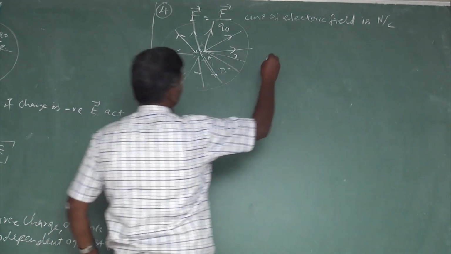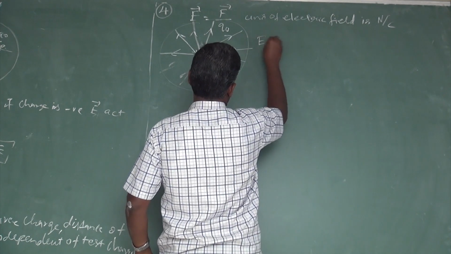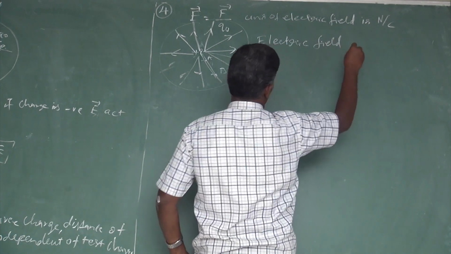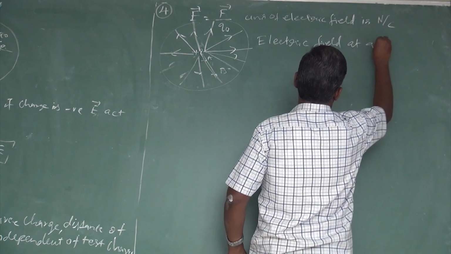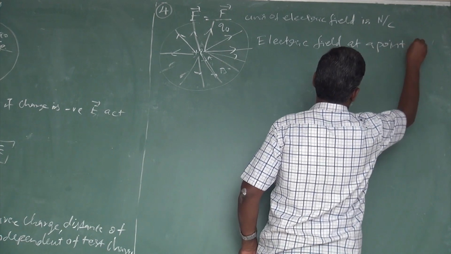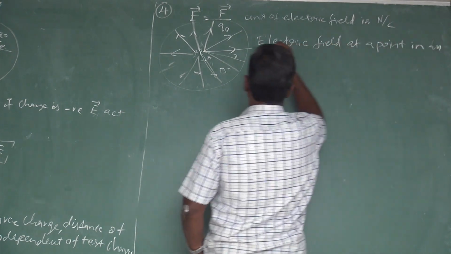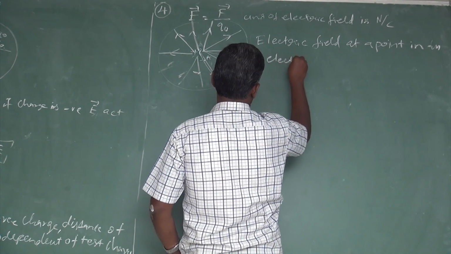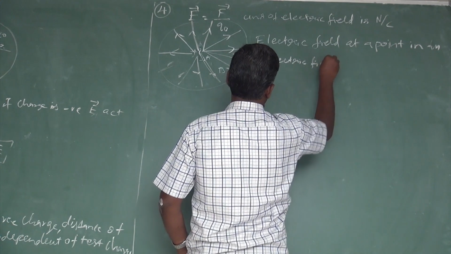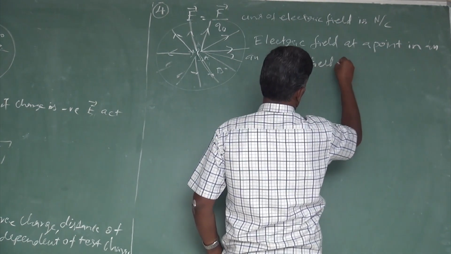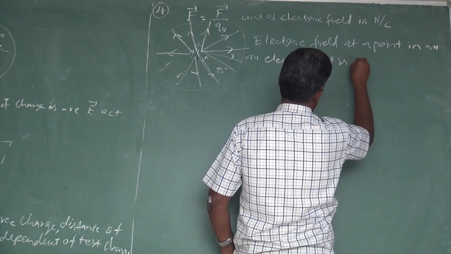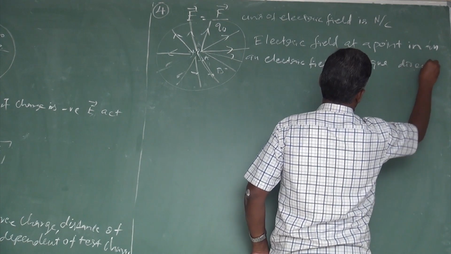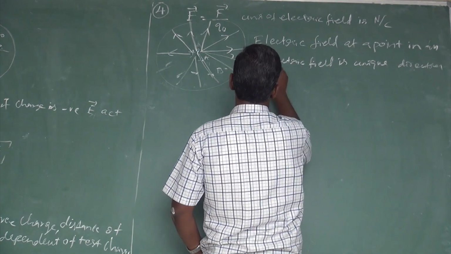We are saying the electric field at a point in an electric field is unique in direction and magnitude.